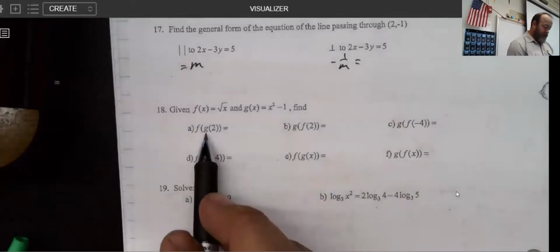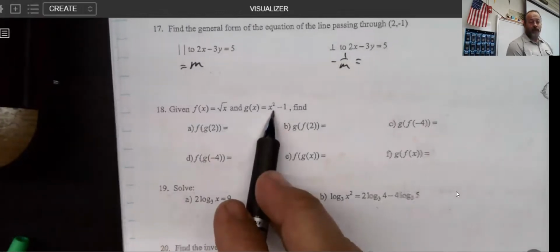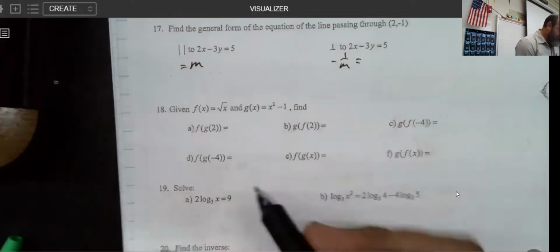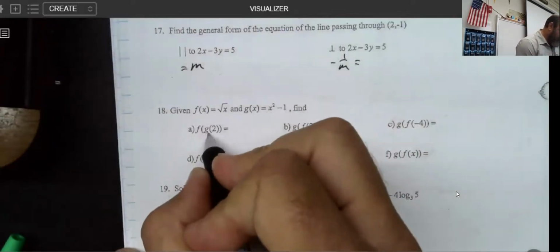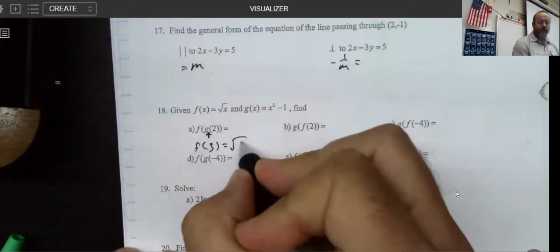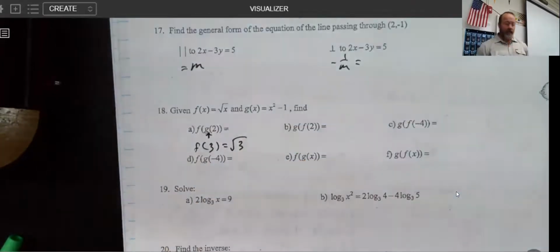So if we were to find g of 2, I'm not going to actually show that work, but g of 2 clearly is 4 minus 1, which is 3. So again, since this value right here is 3, I'm just going to replace that with the number 3, plug it into here, and we're going to get root 3. Easy, moving on, no big deal.